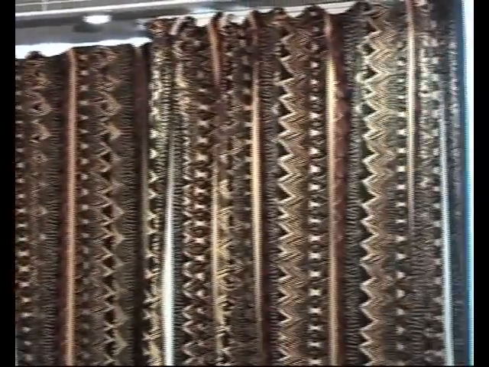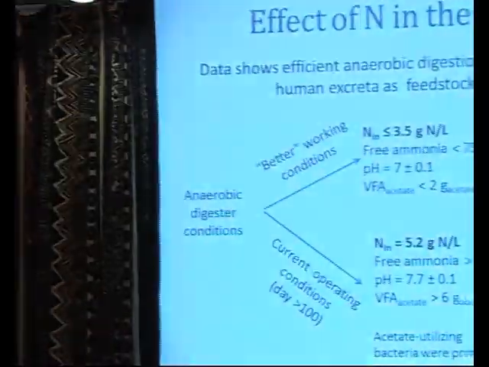So if I summarize the effect of nitrogen, what we've seen so far, we see that up to day 100, we had what I call the better working conditions, where the nitrogen influent was below 3.5 grams per liter. The free ammonia remained low, the pH was very stable, the system was operating very efficiently, and we can get something like 400 milliliters of biogas per gram of COD. It's a very good number, a very stable operation.